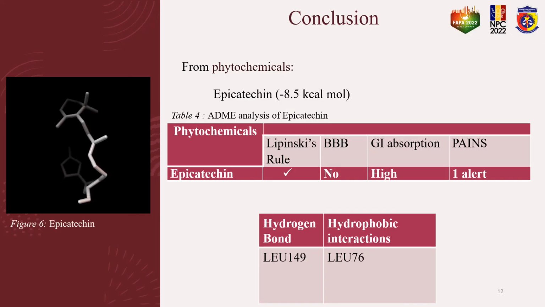To conclude, since epicatechin obeys Lipinski's rule and GI absorption is also high without blood-brain barrier permeation, with one PAINS alert, and with a significant binding affinity of minus 8.5 kilocalorie per mole, it can be chosen as a potential drug candidate for further experiments to treat dengue. Based on the results, leucine 149 was identified as a common amino acid residue concerning hydrogen bond, and leucine 76 was identified with respect to hydrophobic interaction.